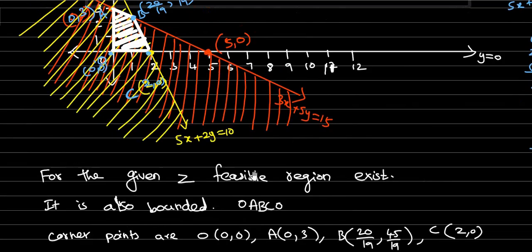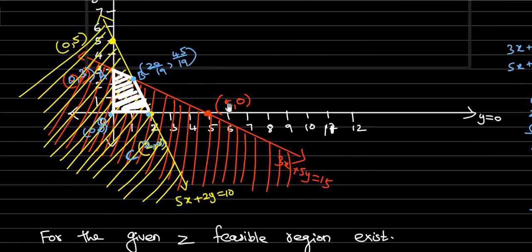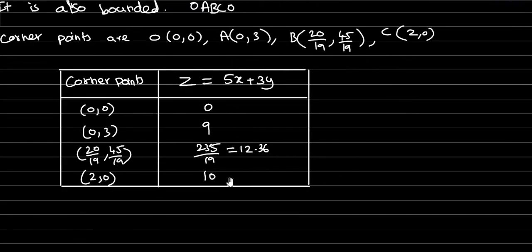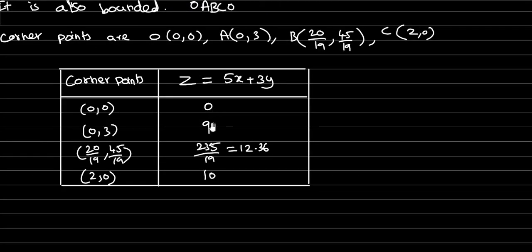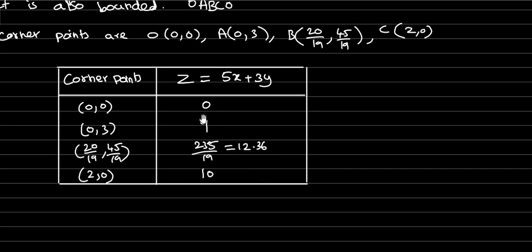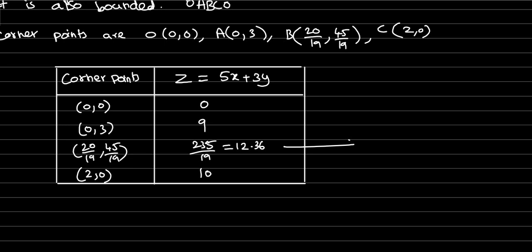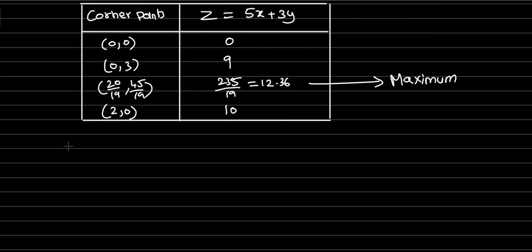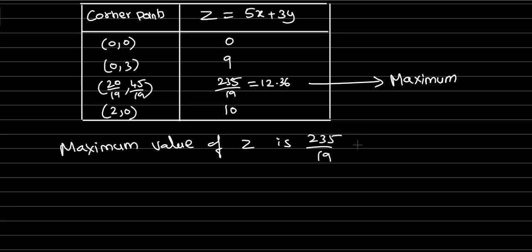So what is the question? We have to find the maximum value of Z, right? So here, what is the maximum value out of all four outcomes? 0, 9, 12.36, 10. Which is the biggest value? 12.36. So this is the maximum. Okay, so the maximum value of Z is 235 by 19. At what point? What is the corner point? 20 by 19, 45 by 19.